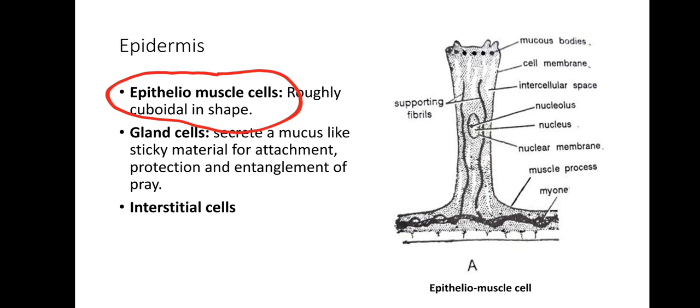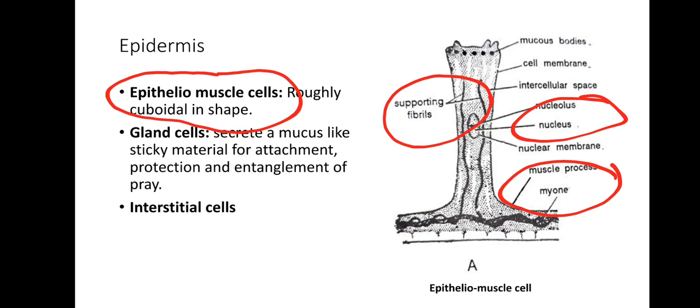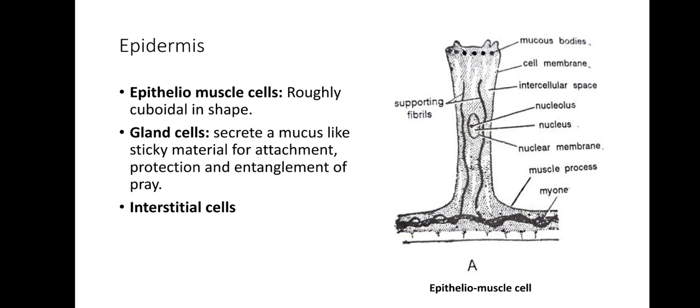Now, each of these epitheliomuscle cells is provided with supporting fibrils. So, the nucleus is present, then there is a nuclear membrane. See, there are muscle processes, okay, and supporting fibrils are present. They provide the contractile nature. The upper surface of this epithelial cell is like any normal cuboidal cell, okay, and some of them might even be secretory in nature too. That means they can secrete some mucus-like substances.